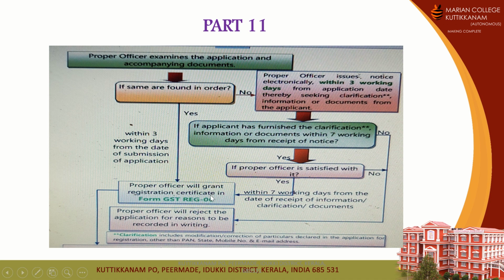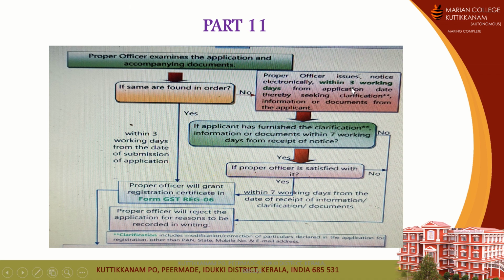That is, the proper officer will grant the registration certificate in form GST REG 06. So the granting of registration is done within a period of 3 working days. If all the documents are well and good, the registration will be granted within 3 days from the date of submission of application. After granting registration, the registration certificate will be granted in form GST REG 06. Then what happens if all the documents are not in a proper order?